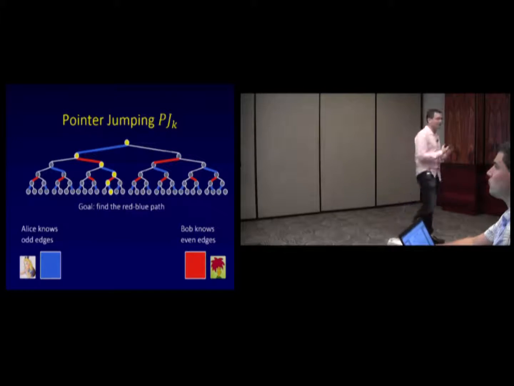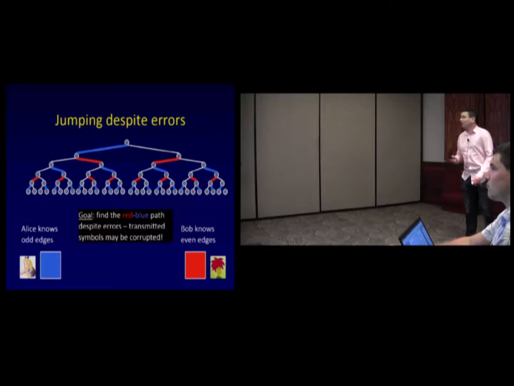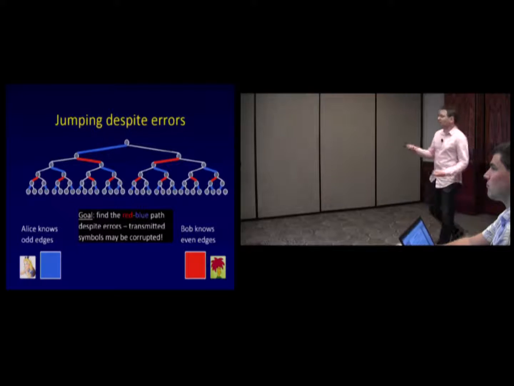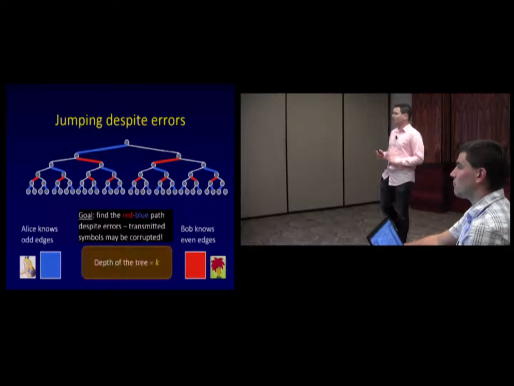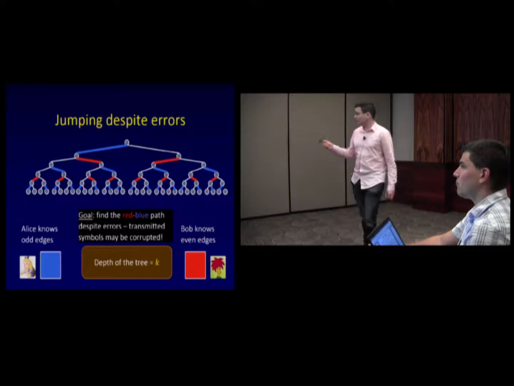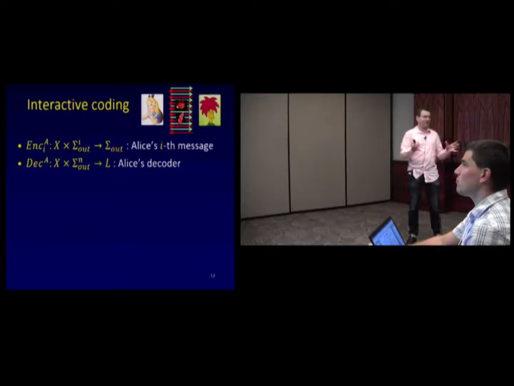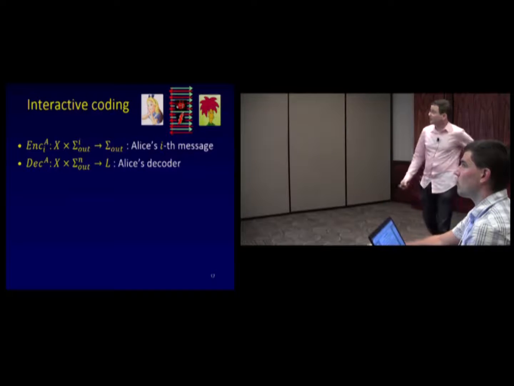What is the communication complexity of this task without noise? It's not a trick question. So it's the natural thing. At each round, the party who owns the layer will send either 0 or 1, and they'll add 1. So it's 0, 1, 1, 0, 1. Okay, so that's the goal. Now the goal is to find this unique red-blue path despite errors. And the only parameter here is k, the depth of the tree. So this is the problem we'll focus on for the next while at least.